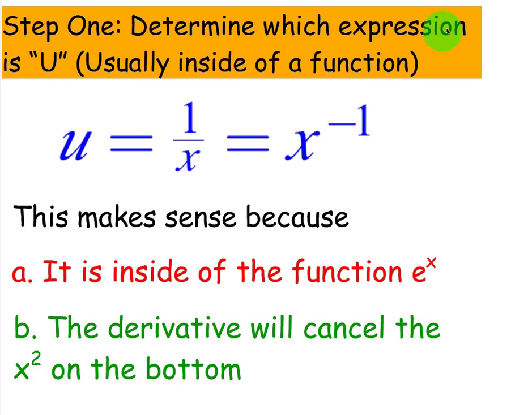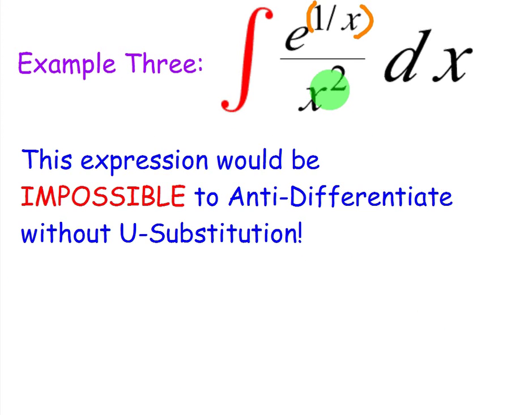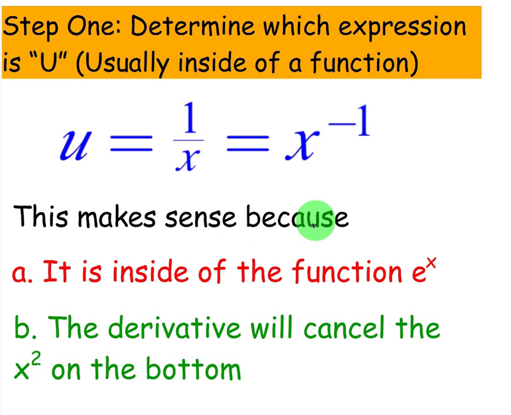So step 1 is to determine the u expression. Again, in this case, it will be that 1 over x right here, because it's inside of a function and because it will cancel with something else. This makes sense because it is inside the function e to the x, and the derivative will cancel the x squared on the bottom. So our u will be 1 over x.